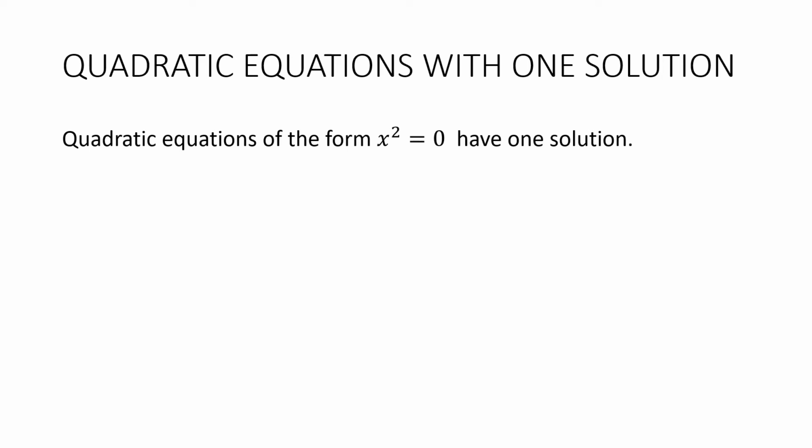Now remember I mentioned that quadratic equations can have 0, 1, or 2 solutions. So we're going to start with the ones that have 1 solution. So that's x squared is equal to 0. So we'll start by writing that down.